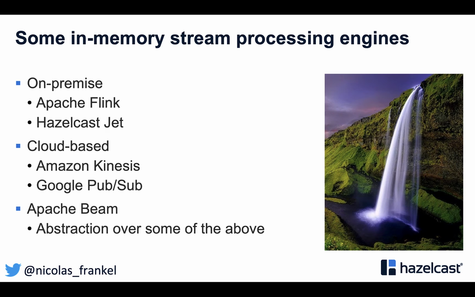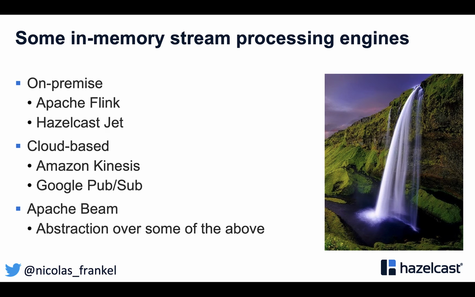And you might have heard about Apache Flink. Those are only some of them. Or of course, I will talk about Hazelcast Jet, but there are also cloud-based ones, such as Amazon Kinesis or Google PubSub. I like to mention Apache Beam, because Apache Beam tries to be an abstraction over all those stream processing engines, because they more or less have the same design. They are all meant to read from a source, do some transformation, filtering, whatever, and then write somewhere.